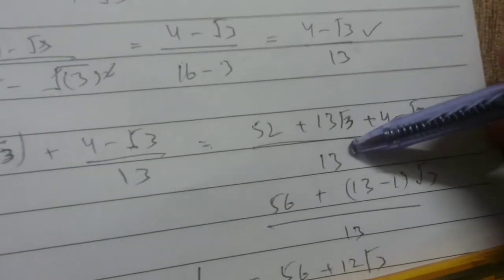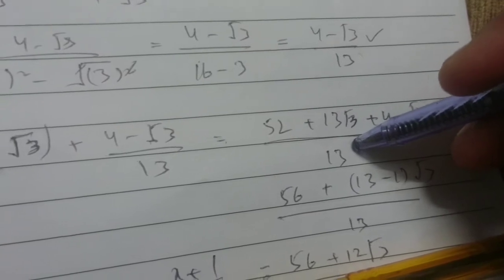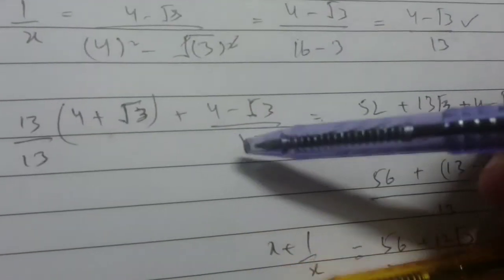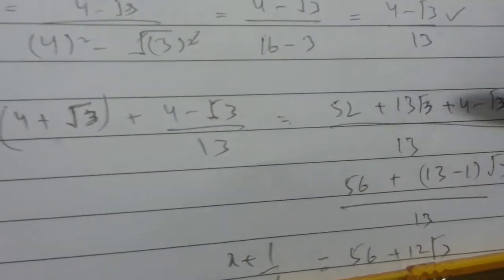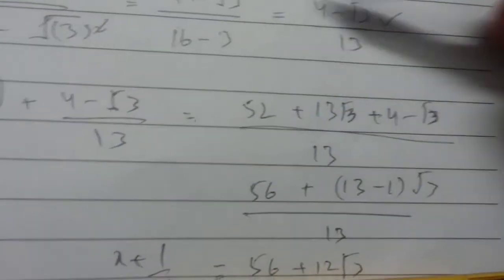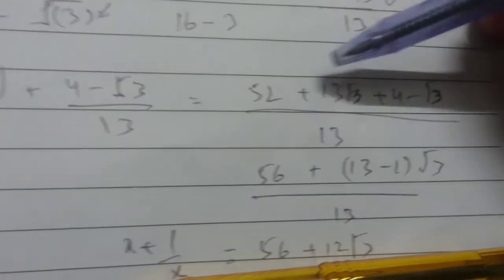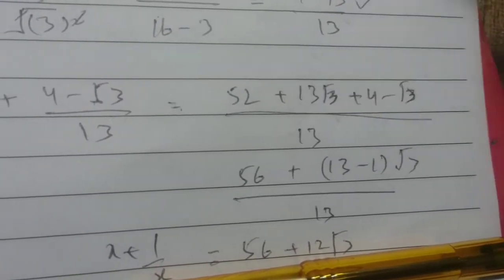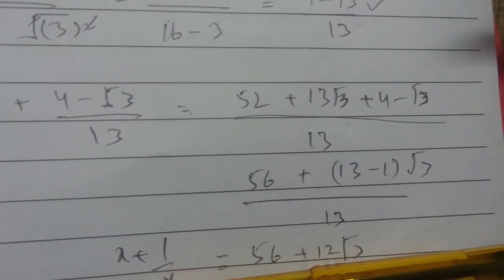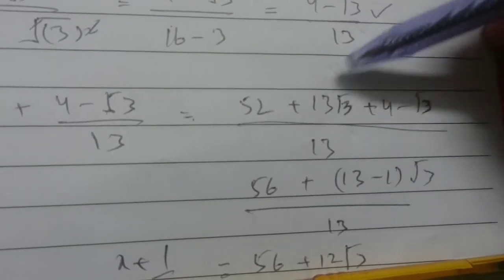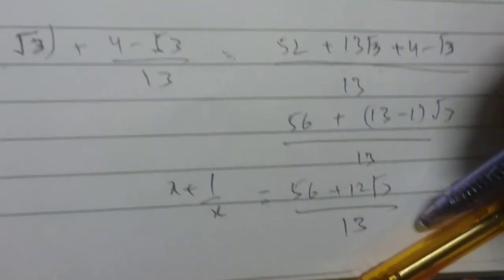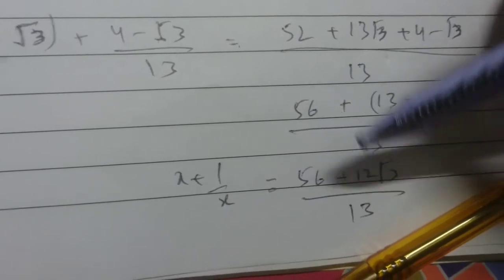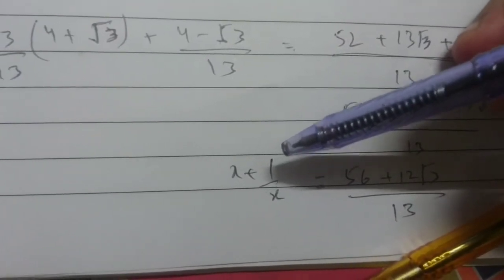In the denominator we will find 13 only, because we have to multiply that and make it the simplified form. So we can add or subtract the values: 52 will be added with the 4, that will be 56, and 13 root 3 and root 3. I have to tell you about that. If you have the same value, you pick up the common. Root 3 we take out as common, and 13 minus 1 will be 12 root 3, and 56 with the answer divided by 13. That's the way you can find x plus 1 upon x.